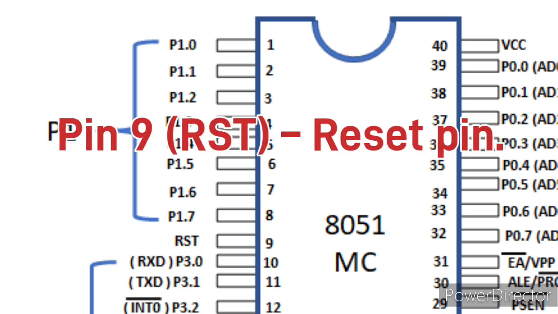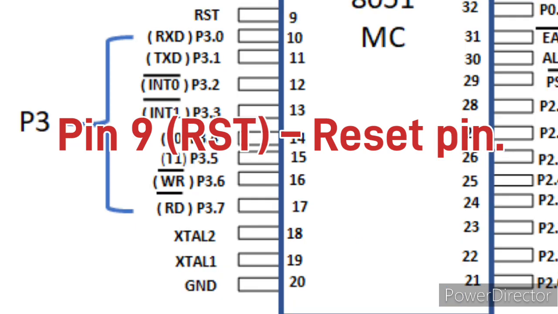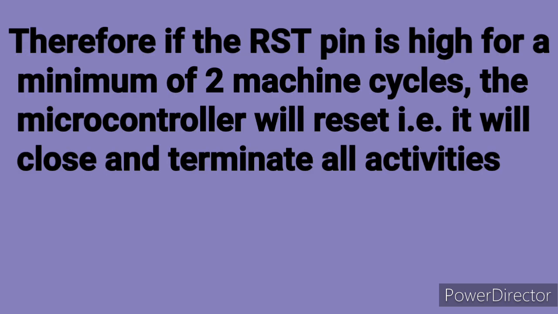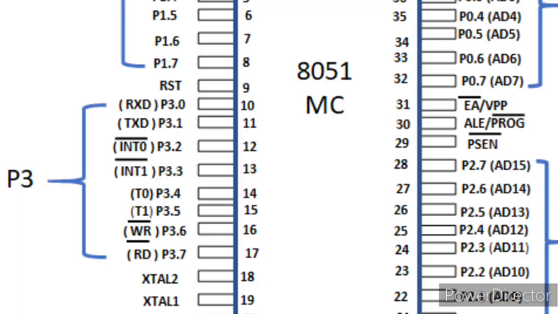Pin 9, RST, reset pin. It is an active high input pin. Therefore, if the RST pin is high for a minimum of 2 machine cycles, the microcontroller will reset, that is, it will close and terminate all activities. It is often referred to as power on reset pin because it is used to reset the microcontroller to its initial values when power is on.